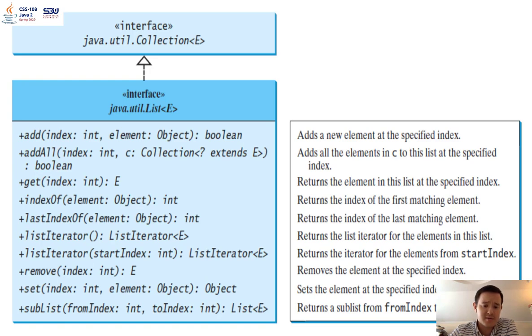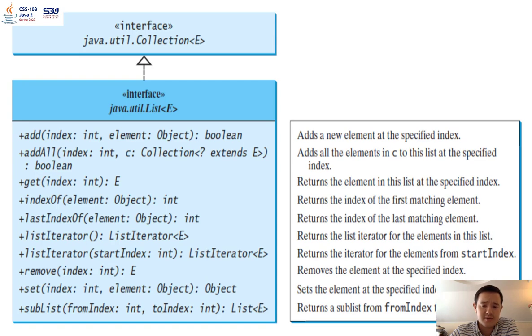It's a method. A list iterator is a method that gives a list iterator. And also you can get a list iterator starting from some other index. We're going to look at list iterator shortly. Remove is a method that removes some certain element at some certain position.